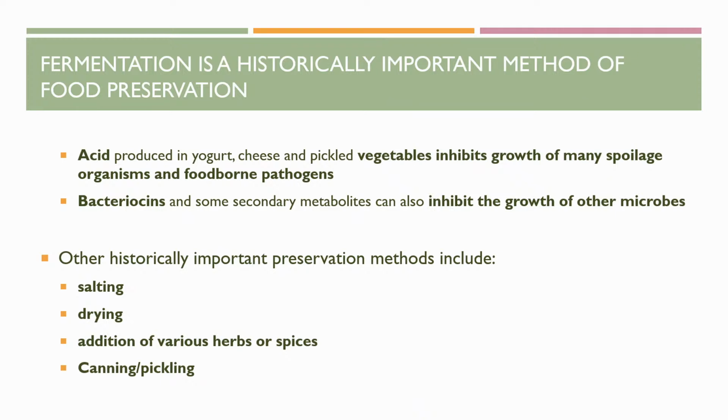So acid production, pickling vegetables, that's all methods of basically lactic acid fermentation. But other historically important methods to preserve food are salting, drying, adding herbs and spices, and we'll talk about that. Herbs can also produce some antimicrobials as well. And then canning or pickling, so we'll talk about those.